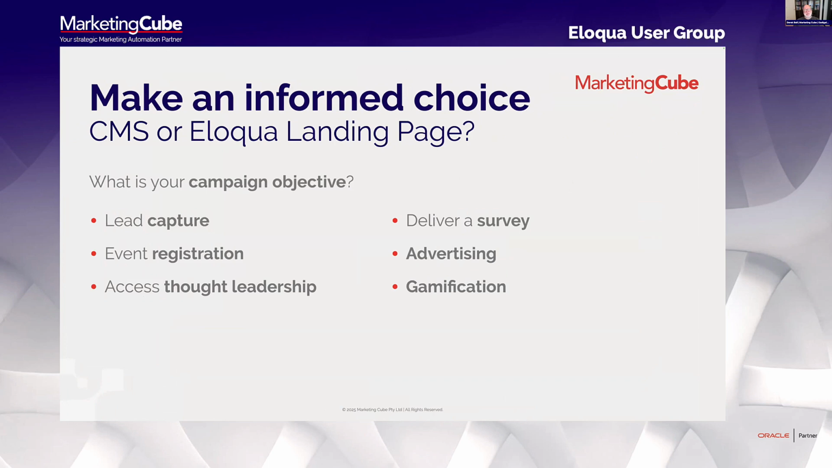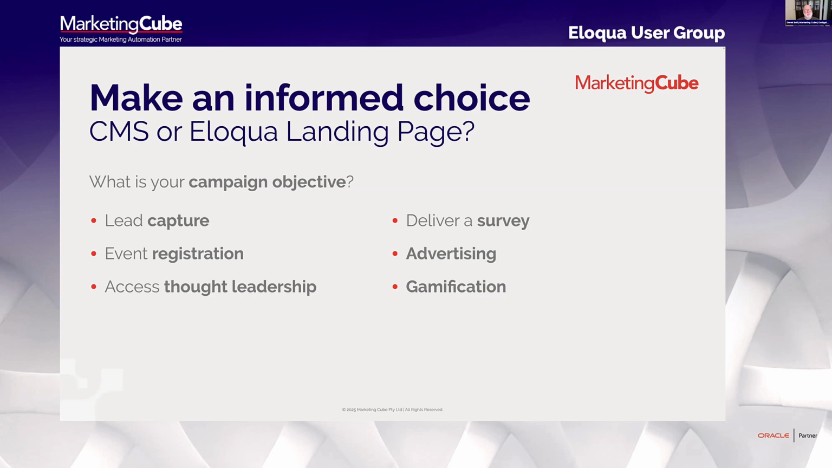I think a lot of that comes down to what the objective is. I mentioned to you earlier that from a campaign-specific point of view, your Eloqua landing pages really are a better option. So what's the objective? Is it lead capture? Is it for an event registration? Is it maybe accessing thought leadership, delivering a survey, advertising?